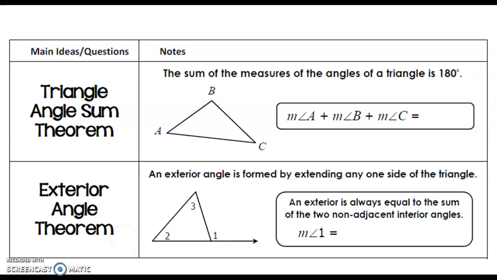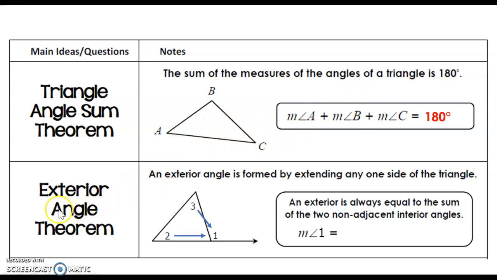Today we're going to continue into chapter 5.1, and we're going to talk about the triangle angle sum theorem and the exterior angle theorem. The triangle angle sum theorem tells us that the sum of the measures of the angles of a triangle is 180 degrees. So if I'm looking at triangle ABC, the measure of angle A plus the measure of angle B plus the measure of angle C is going to give me 180 degrees.